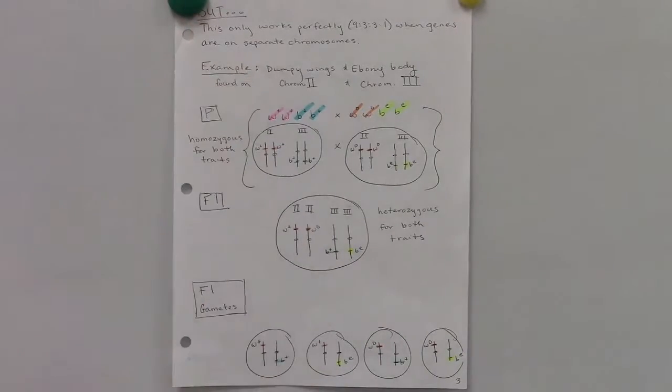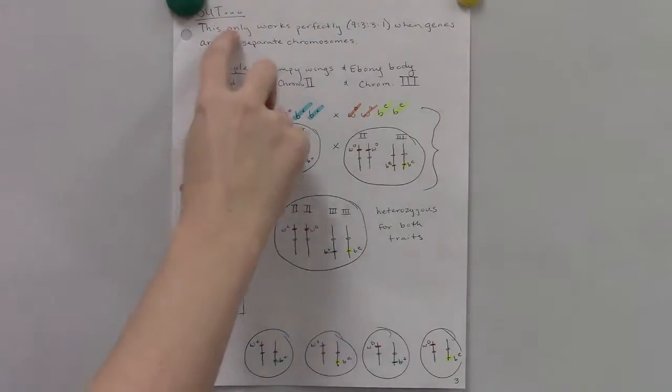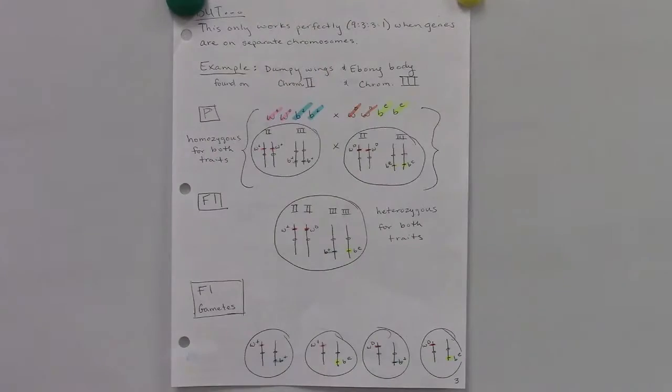Okay, but that whole 9 to 3 to 3 to 1 ratio only works when the genes for those traits are on separate chromosomes. Because really, if we recall in meiosis, genes don't separate independently, chromosomes do. However, Gregor Mendel, he didn't know that. He didn't know what DNA was. He didn't even know what a chromosome was. He just figured out genes and looked at the way they were inherited. So we can't blame Mendel. Moving forward. So this only works perfectly if they're on separate chromosomes.